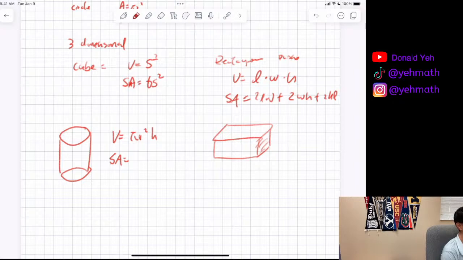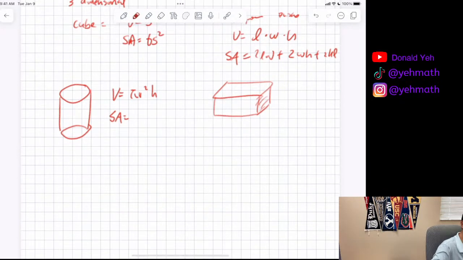Connected to the circle, like 2 pi r plus something. Spread it out. Draw it out. Two circles, pi r squared each. That's the top and bottom, right? So it'd be 2 pi r squared. Does that make sense?